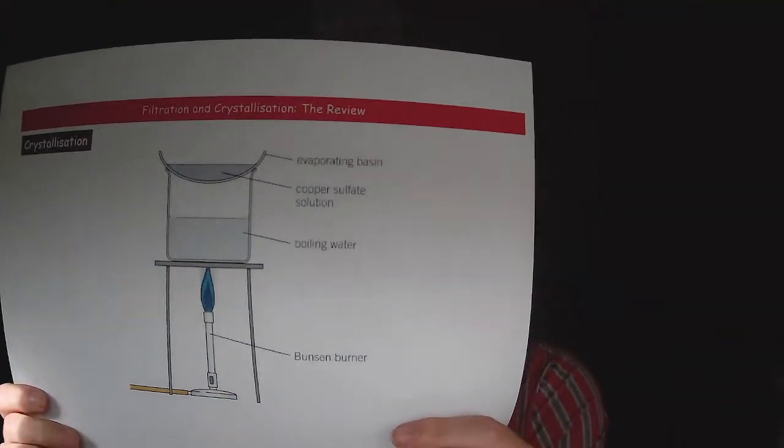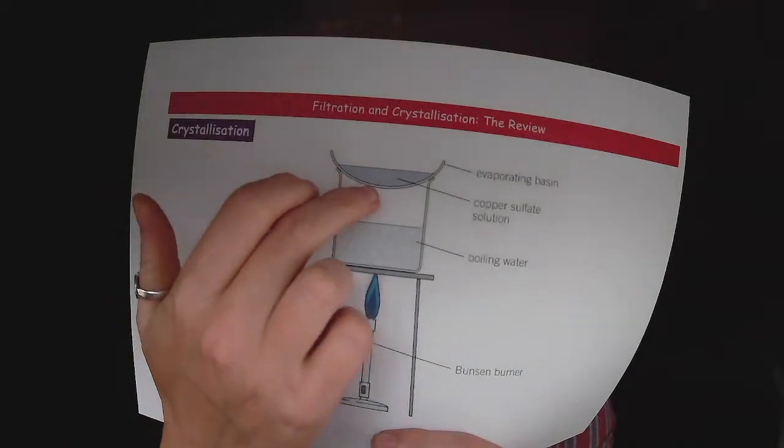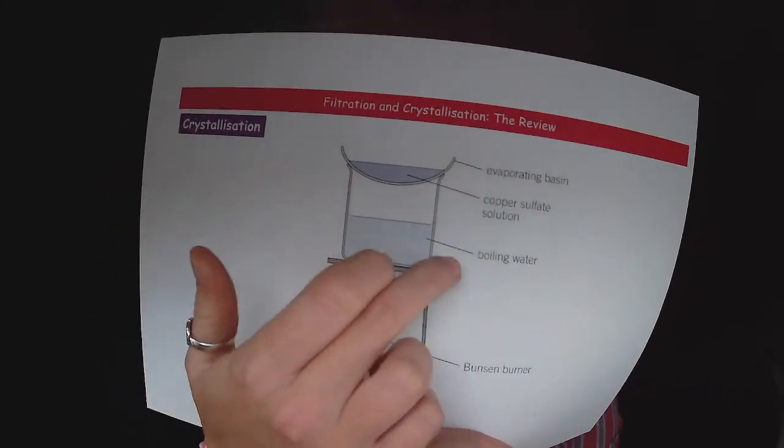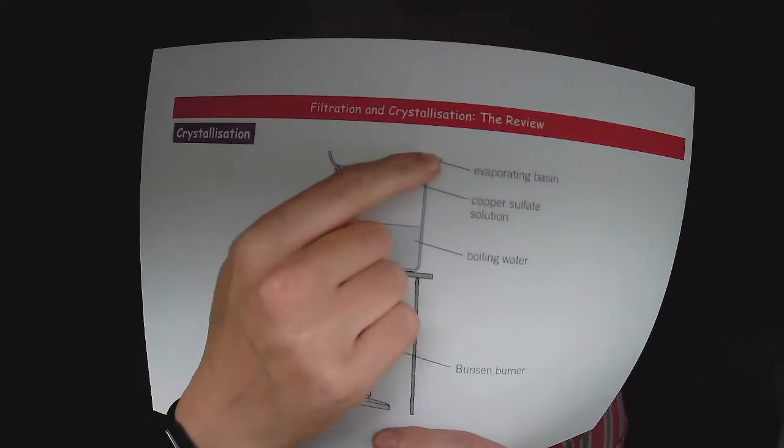Second technique is going to be crystallization then. So crystallization is what we're going to use to separate a dissolved substance from the solution. What we've got here is the evaporating basin at the top. We sit it on top of a water bath, so a little beaker filled with water that we are going to heat. You don't heat the evaporating basin directly, otherwise all that's going to happen is it's going to start spitting out the chemicals all over the shop. So we use the water bath because it allows us to then heat it a little bit more gently and safely.